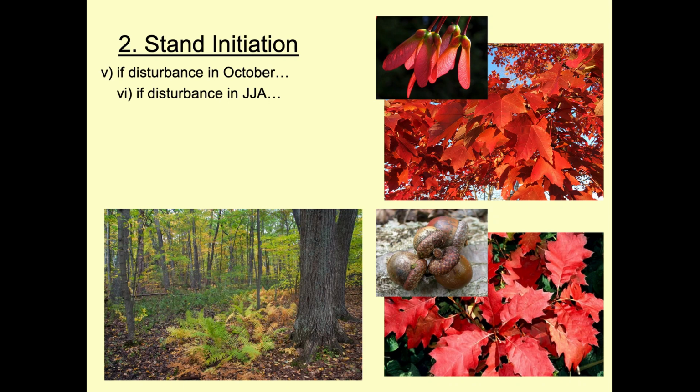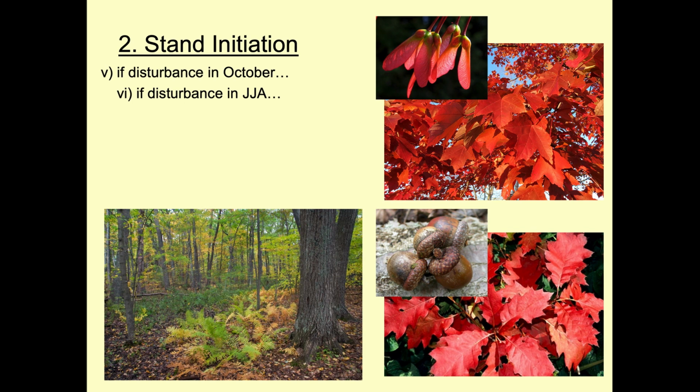If the disturbance occurs in October of year one, then it would kill all the red oak acorns, and red maples would start growing there in year two following their seed dispersal in June. However, the red oaks would not start growing until year three following dispersal of acorns in the September of year two and that overwintering period.